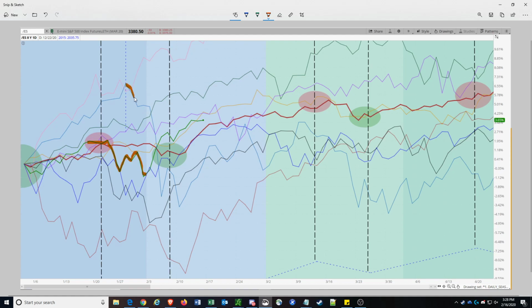Does the S&P come down? Does it generally come down a little bit before this rally? Yeah, I would say so. Quite a few years in the books here on this 8-year study show that the S&P usually sells off a little bit before this beginning of February rally.